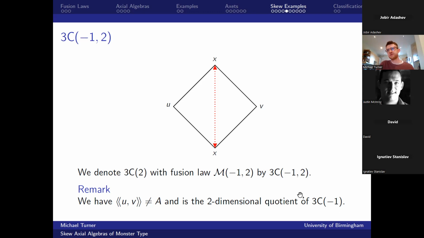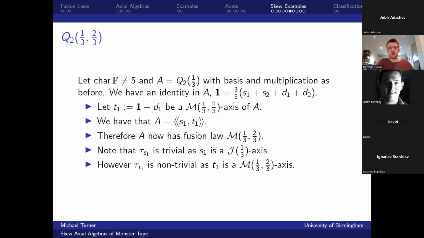This pops up later on in the proof, but this is quite an interesting remark. So the next thing is looking at our Q2 1/3 and trying to see if we can do the same argument as before. So we're going to assume the characteristic of the field is not equal to 5. And we've got the algebra as before, Q2 1/3, basis multiplication as defined probably 10-15 minutes ago.